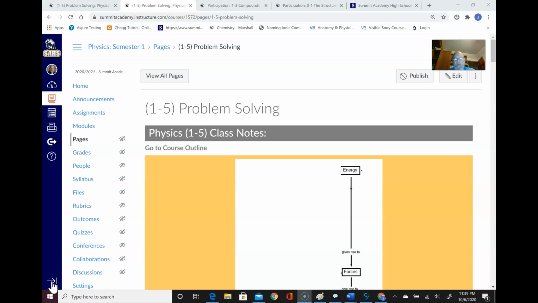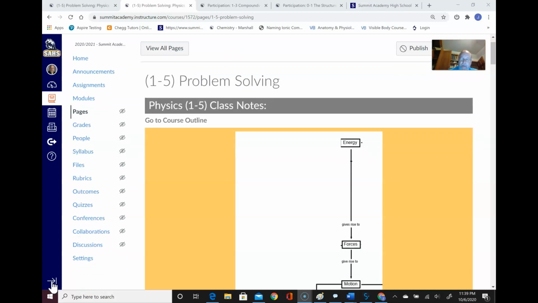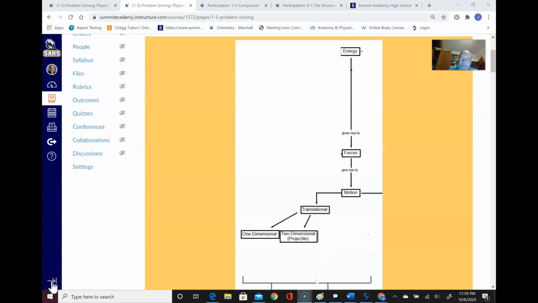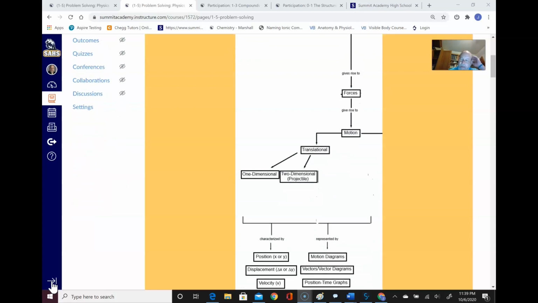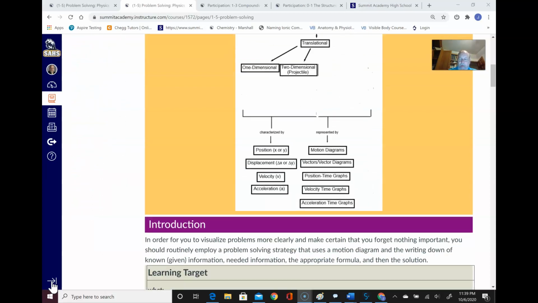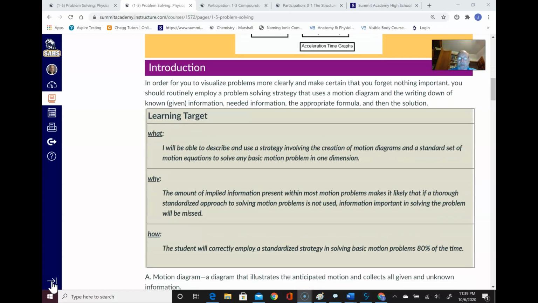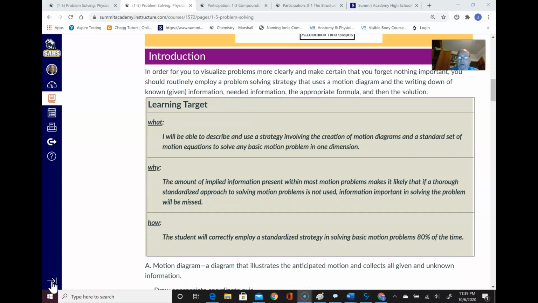Hi, this is Dr. Marshall, and this is the first lecture in the 1-5 problem solving section of the first physics unit. I think it'll probably take 3 or 4 lectures to finish this, but we should be able to finish it in one part without dividing it up into more than one part.